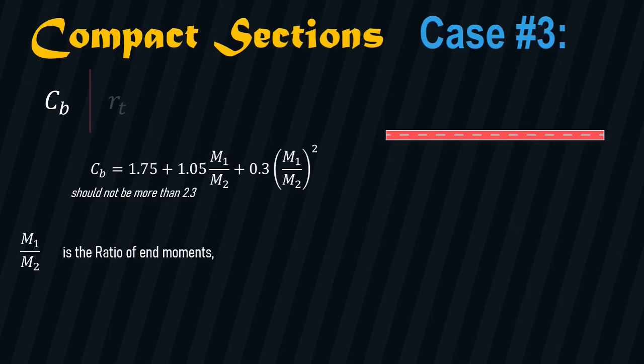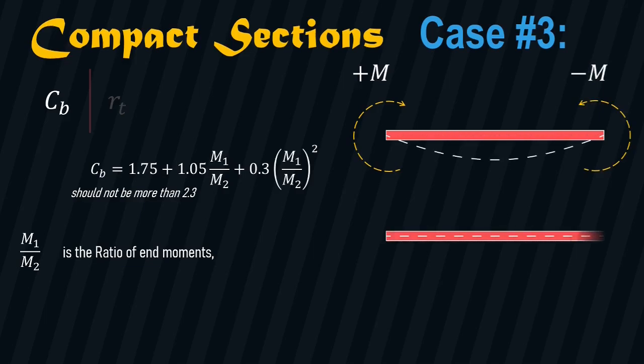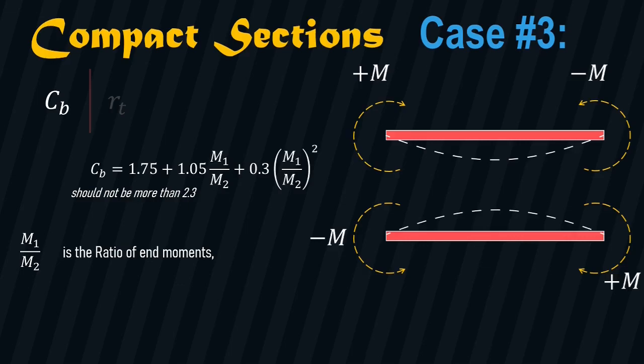But if the beam is subjected to end moments that are oppositely directed like this one, we have a clockwise moment on this end and a counterclockwise moment on the other end, then the elastic curve will have a single curvature. Same situation if we have a negative moment on the left end and a positive moment on the right end, the elastic curve will also have a single curvature. And for this case, the ratio of end moments will have a negative sign.